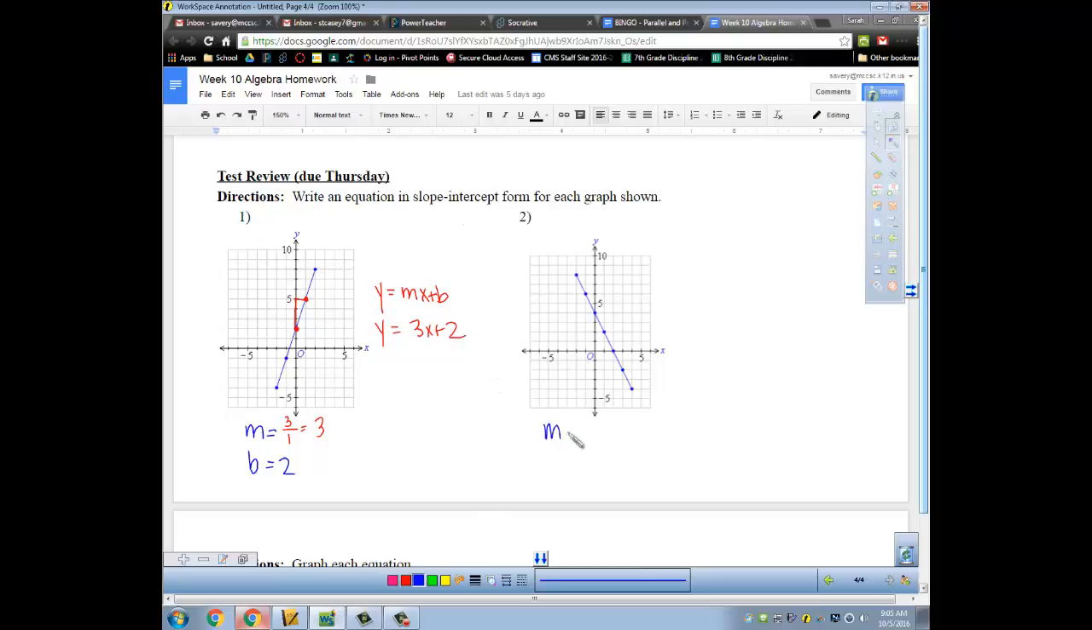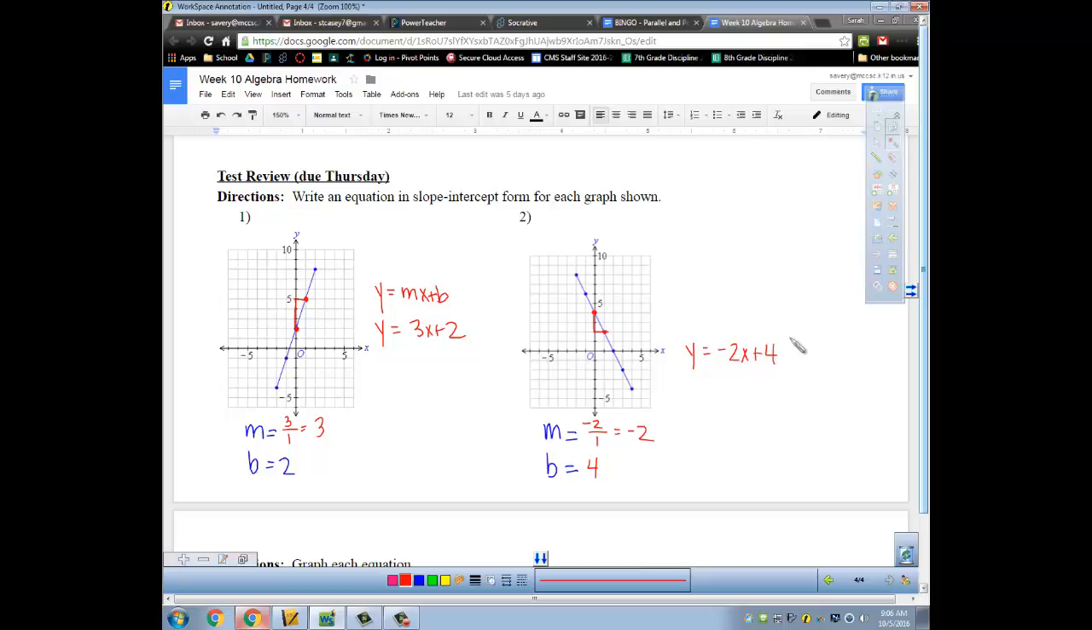Number 2, figure out what's our m and our b. So here my b is where does it hit the y-axis, right here, so that's 4. And then pick another point, so I'm going to pick this point. So if we start here, I went down 2, so that's negative 2. I went right 1, so that's a positive 1. Negative 2 over 1 is negative 2. So our equation is y equals negative 2x plus 4.